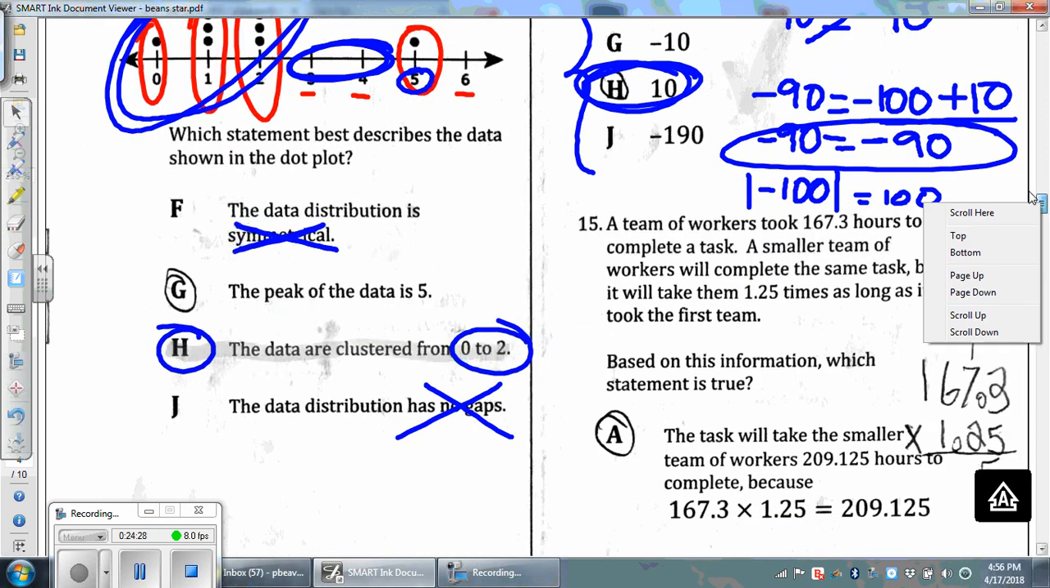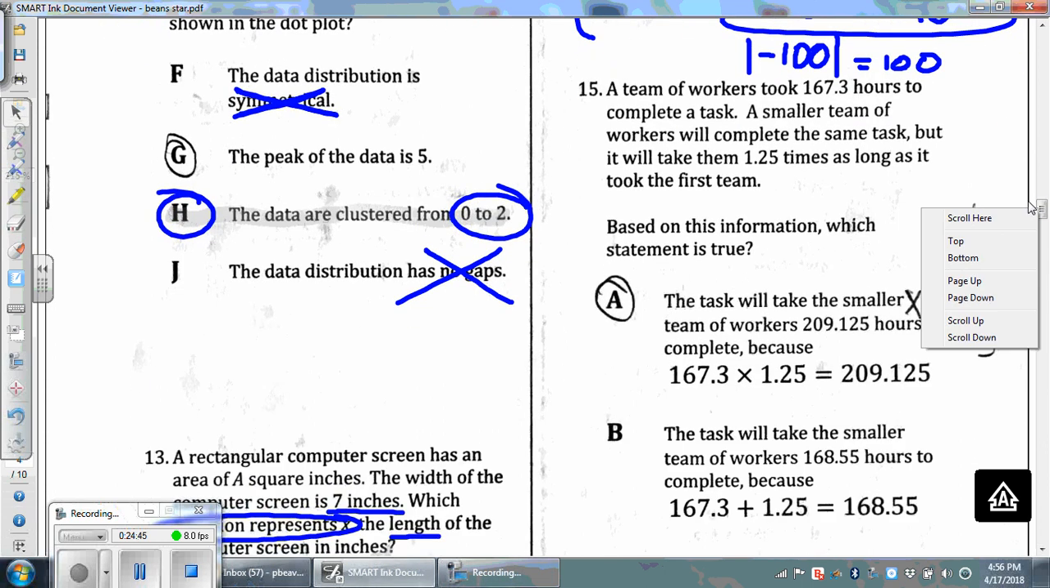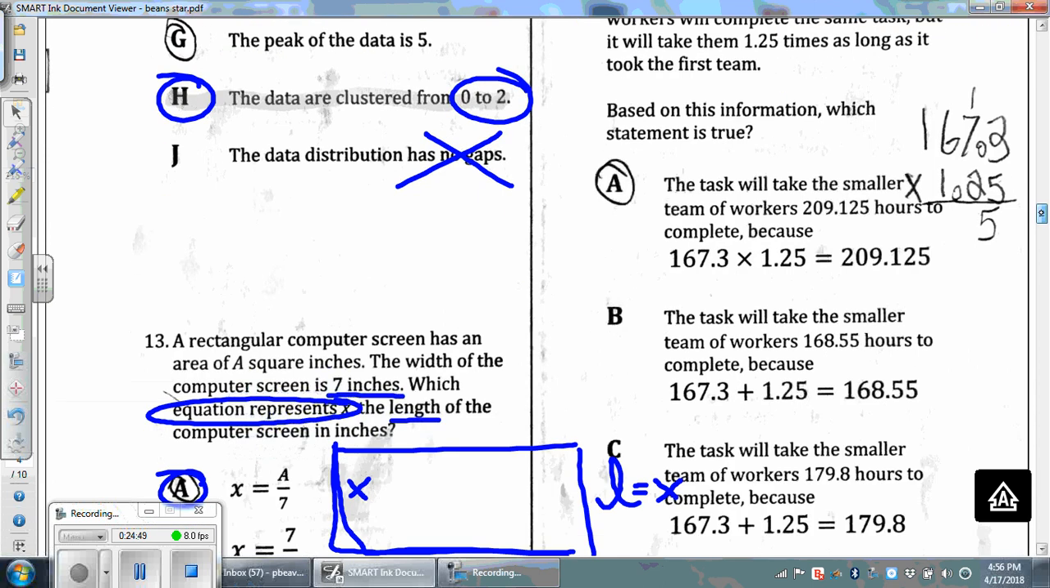Number 15: a team of workers took 167.3 hours to complete a task. A smaller team of workers will complete the same task, but it will take them 1.25 times as long as it took the first team. Based on this information, which statement is true?